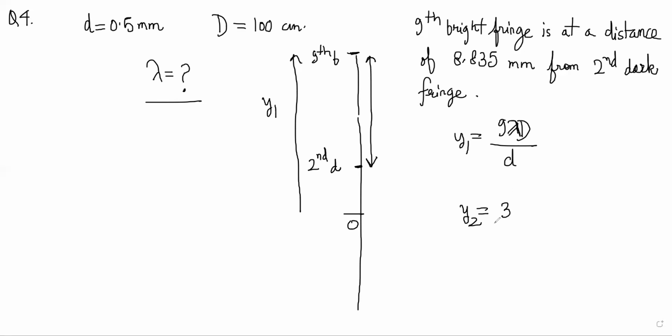So 3, because the first dark fringe is when it is just at beta by 2, right? Lambda D by 2d. And the second one will be at 3 by 2 beta, right? Lambda D by d. So the gap between them you calculate, and the gap between them is given. So after that, it's just putting the data in and solving it, right?